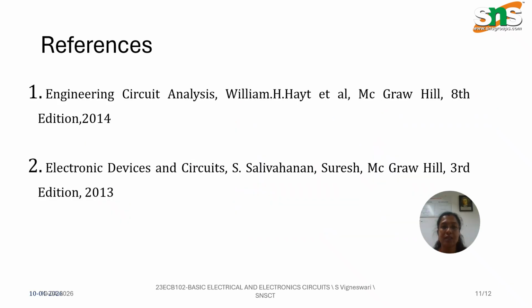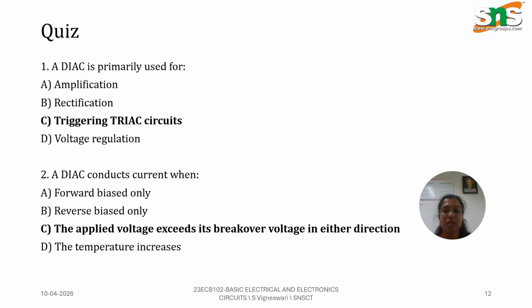These are the references and a quick quiz to test your understanding. A diac is primarily used for triggering triac circuits, and a diac conducts current when the applied voltage exceeds the breakover voltage.